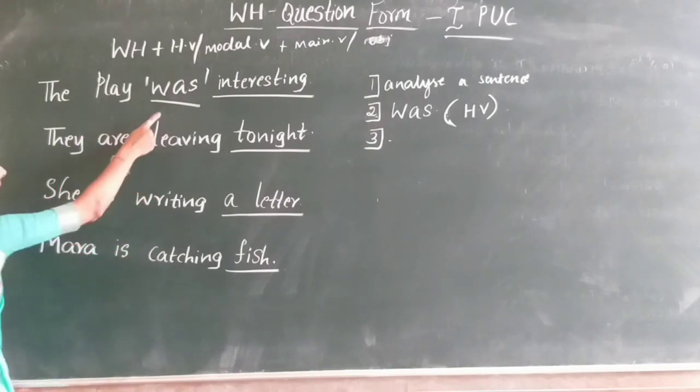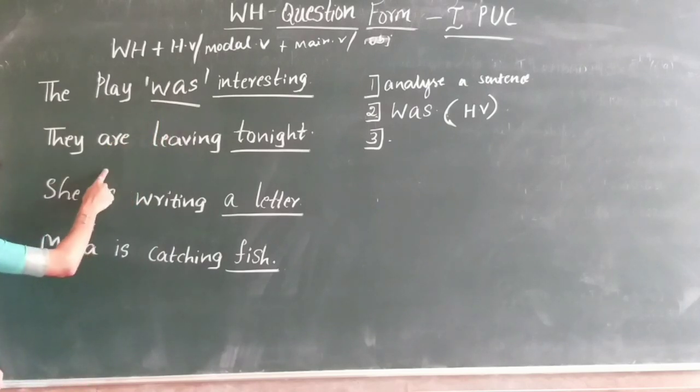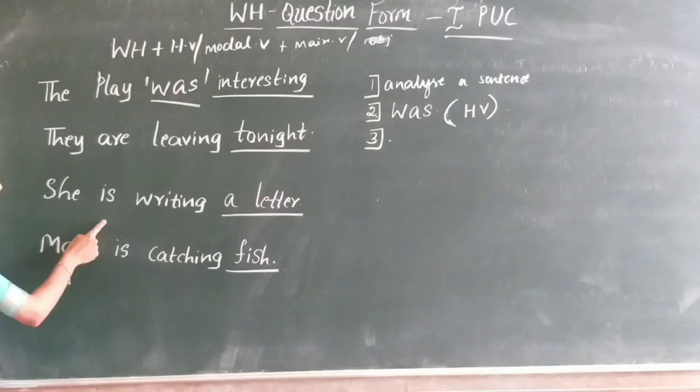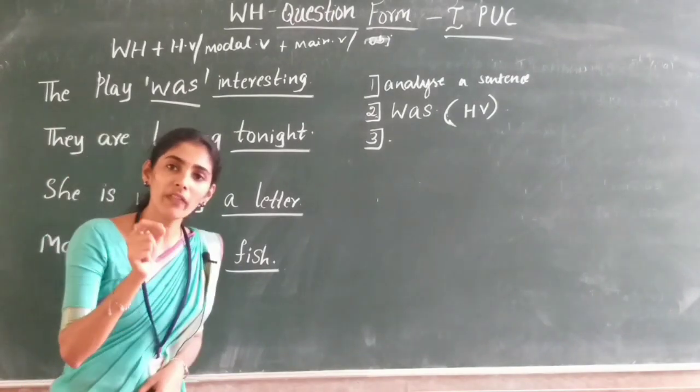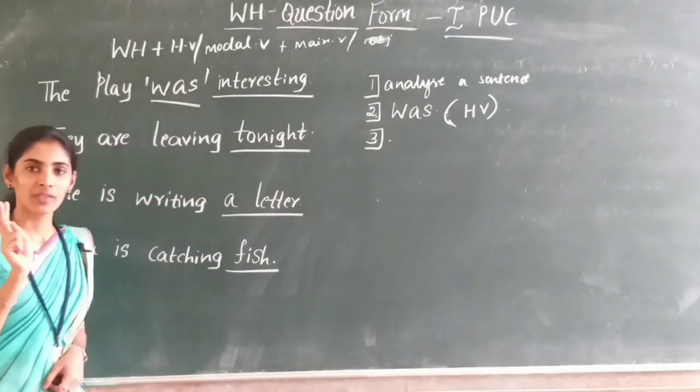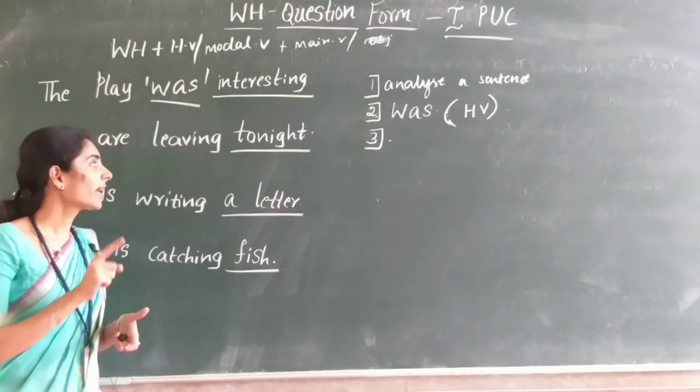Look at this. In the first sentence you have was, that is a helping verb, and then you have are, and in the third sentence you have is, and in the fourth sentence you have is. In case you don't find helping verbs, it could be be form or have form.